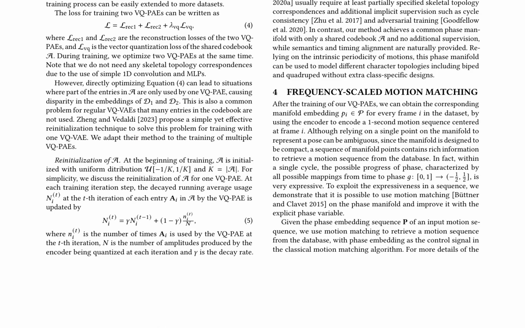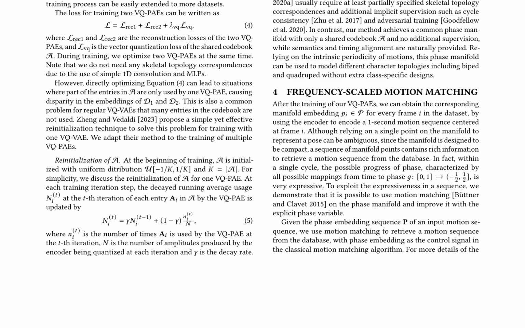This involves updating the decayed running average usage of each entry in the codebook A by the VQPAE and reinitializing the less frequently used entries to a randomly chosen amplitude produced by the encoder. Unlike existing methods that require partially specified skeletal topology correspondences and additional implicit supervision, the authors' method achieves a common phase manifold with only a shared codebook A and no additional supervision. The phase manifold can be used to model different character topologies, including biped and quadruped, without extra class-specific designs.